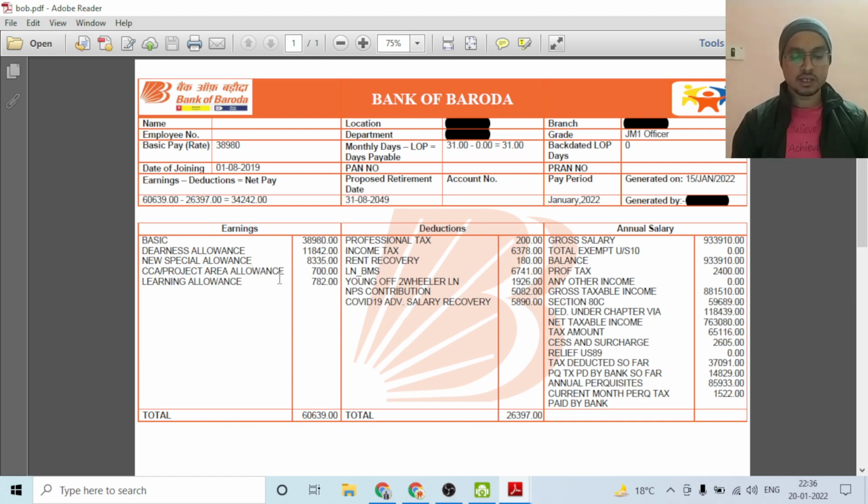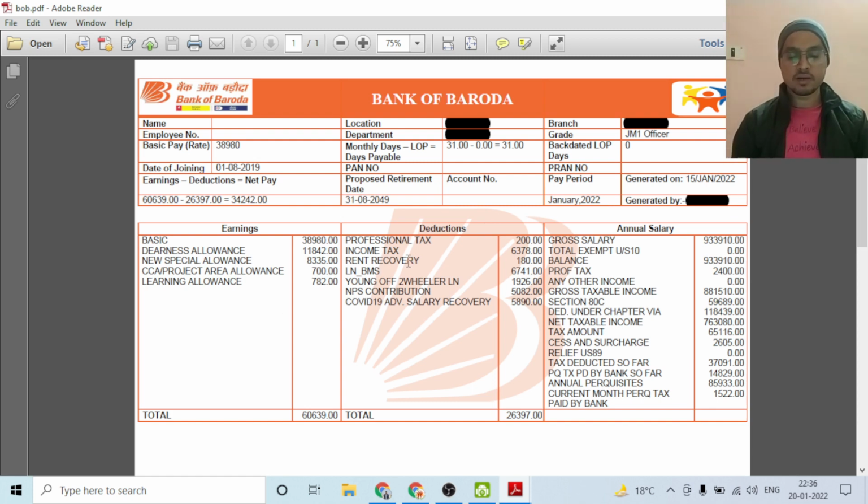CA project allowance, area allowance, you can see here, that is 700 rupees. Learning allowance 782 rupees. Now that is his gross earning. After adding all these things, you will get gross earning of 60,639 rupees. Okay, that will be gross earning. Now what is the deduction here? Professional tax he is paying 200.